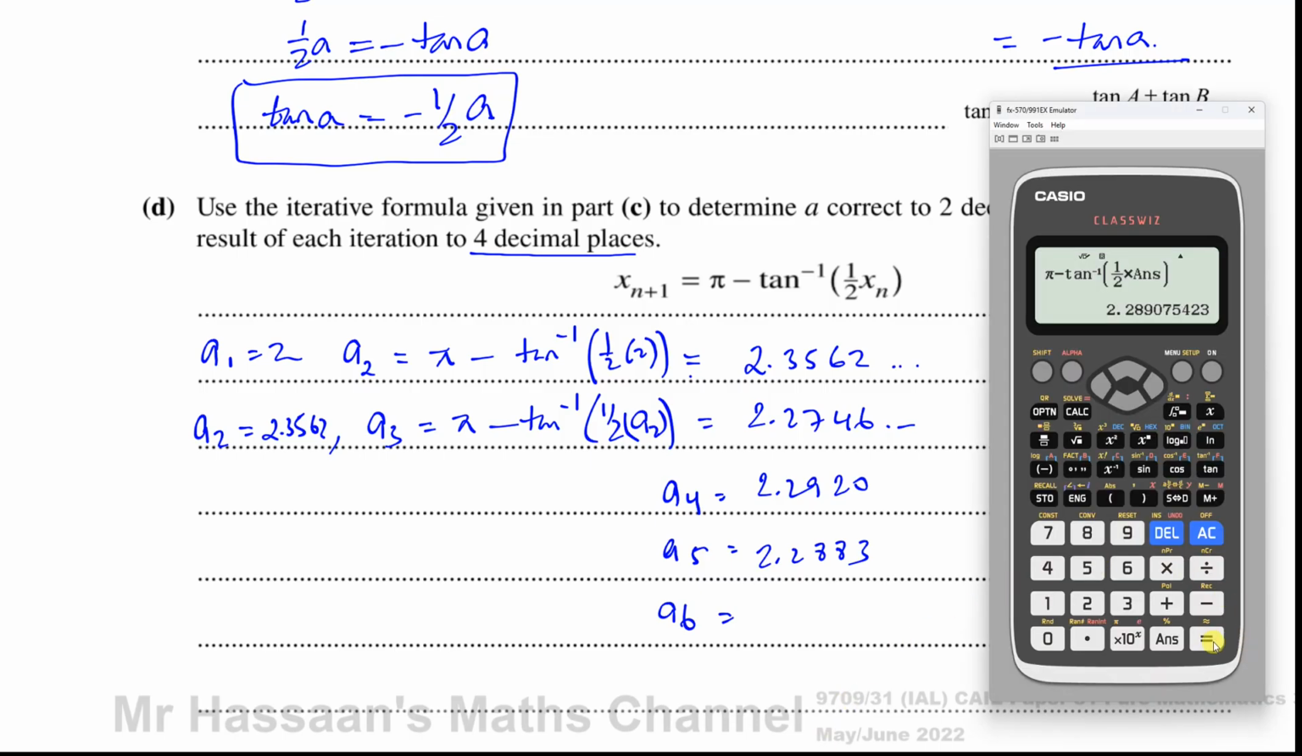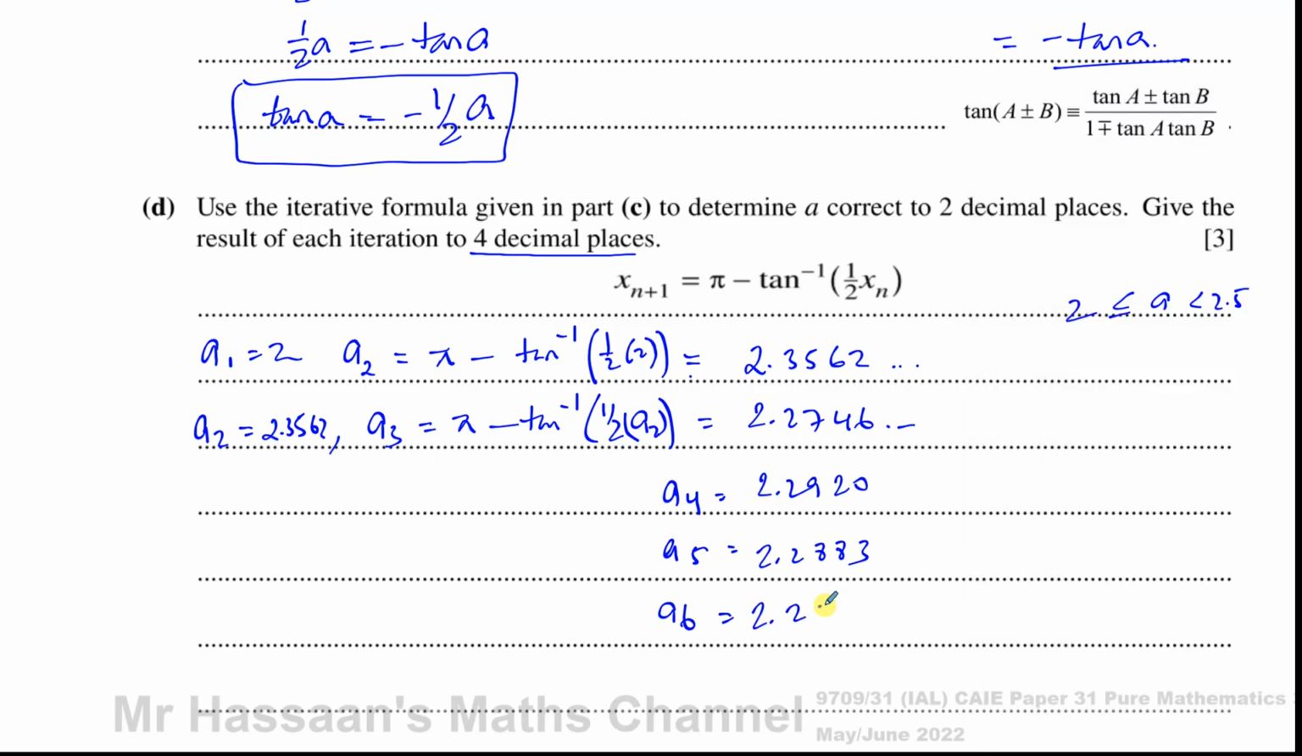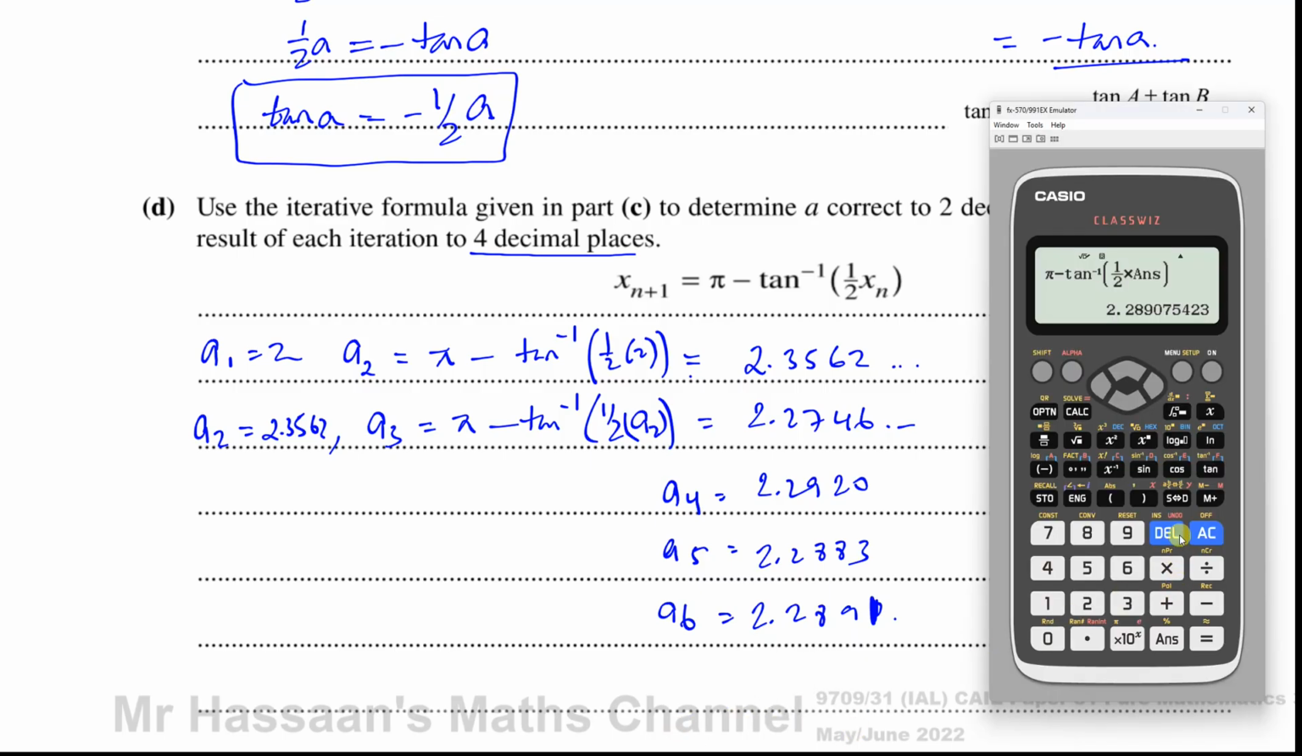Okay, press equals again. 2.28907, or 91 to 4 decimal places. Now you can see it's starting to settle down. Okay, let's carry on a bit more to make sure that the next decimal place settles down as well. So I'm going to press equals again.